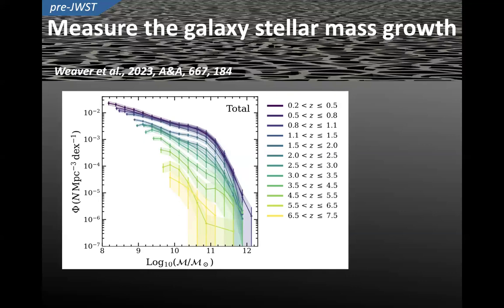And you can see the galaxy growing with time, increasing in density. So that's a great measurement, a great constraint for simulation. Also the shape, the slope of the mass function.